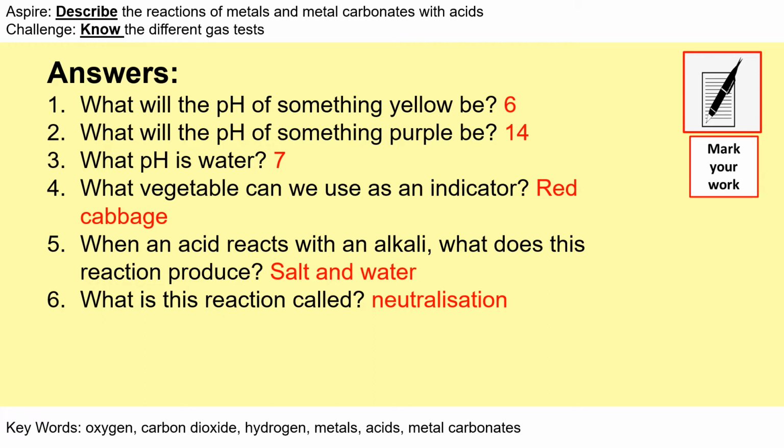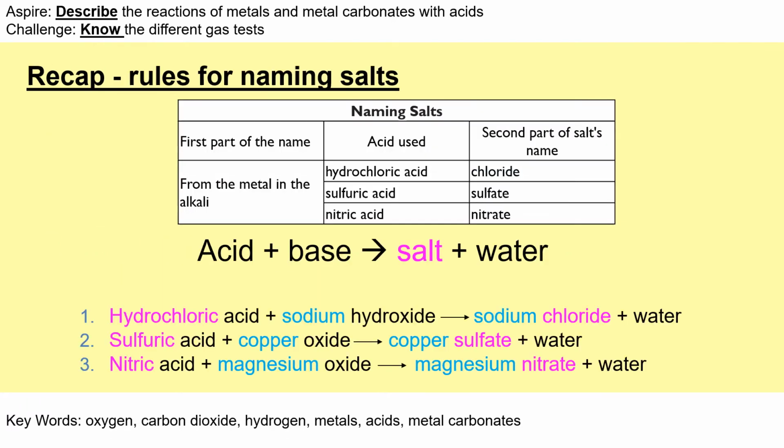Question number 3, what pH is water? It is pH of 7. Question number 4, what vegetable can we use as an indicator? That is red cabbage. Question 5, when an acid reacts with an alkali, what does the reaction produce? And it's always salt and water. And question 6, what is this reaction called? It's called neutralization.